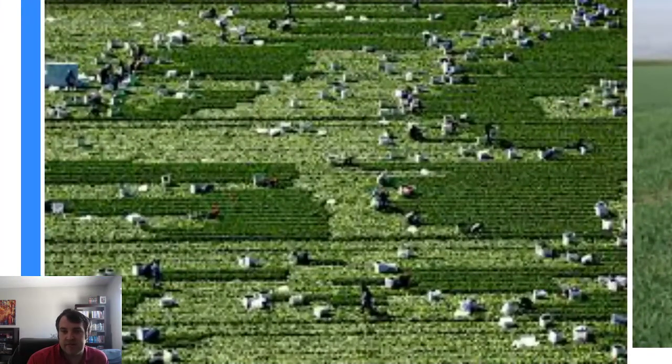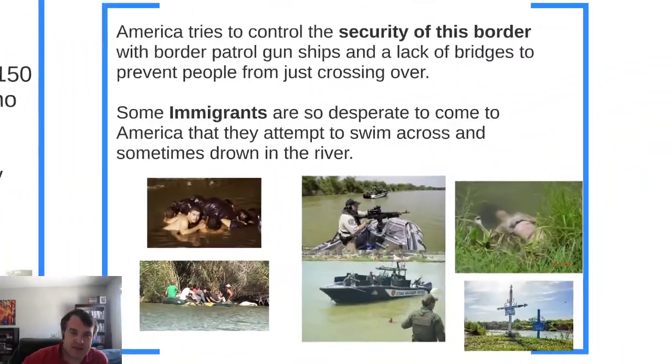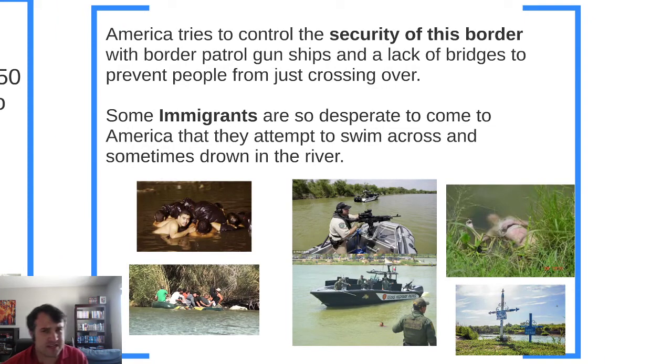All right, here's a whole lot of farming going on by the river, and then, yep, there they are, growing food by the Rio Grande. Another thing, too, is we try to control the security of this border, and we've got these gunships that go all up and down the river. And a lack of bridges, also just to prevent people from crossing over. So there's only a few bridges, and they're constantly controlled by Border Patrol.